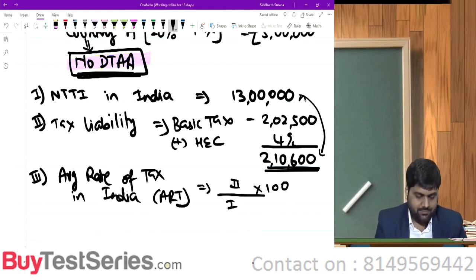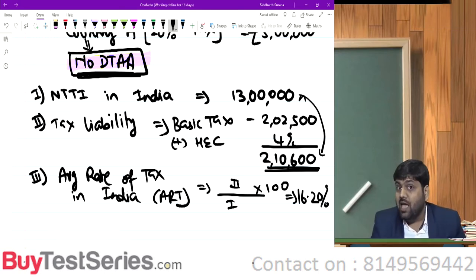Can I say 16.20%? 16.2%? And this, please listen to me, is the rate of tax in India. That way in India it is 0, 5, 20, 30. But we have to take this as the rate of tax in India. This is your rate of tax in India.